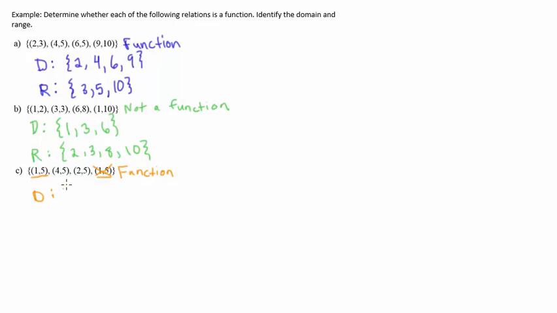So our domain is 1, 2, and 4, if we want to put it in order from least to greatest, and our range is just 5. All of these actually had a range of 5, or a y value of 5.